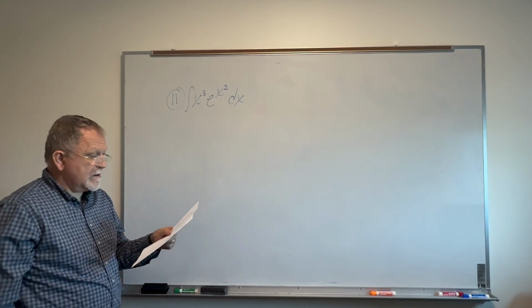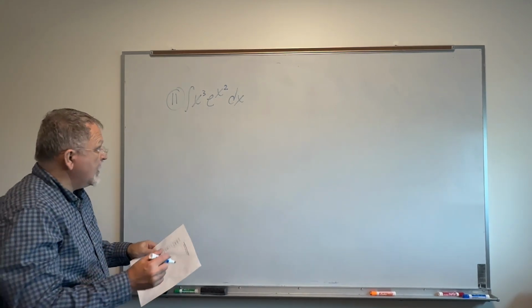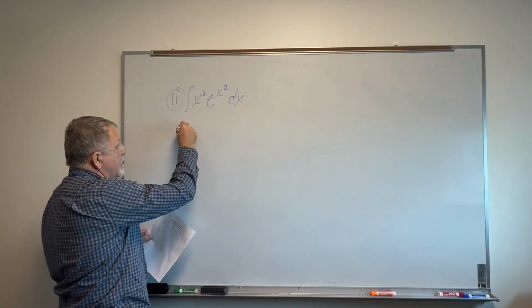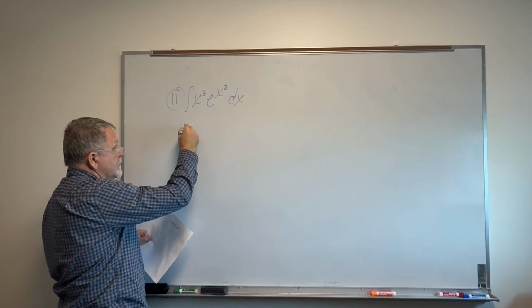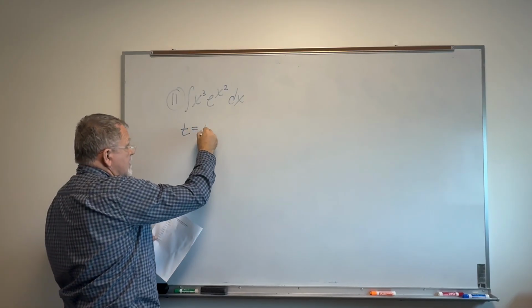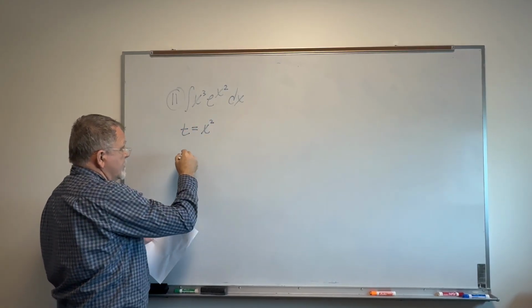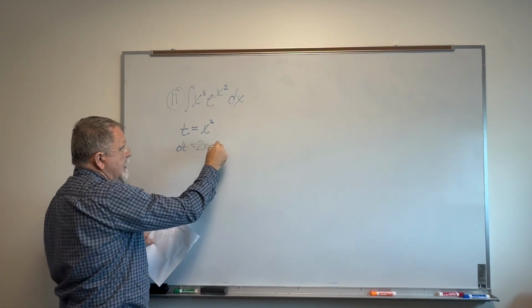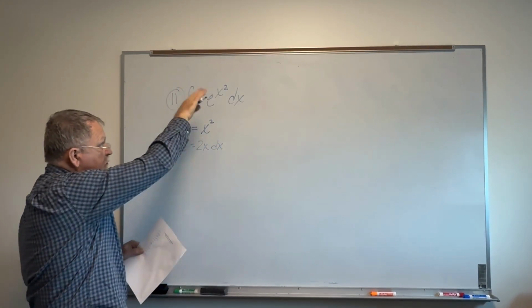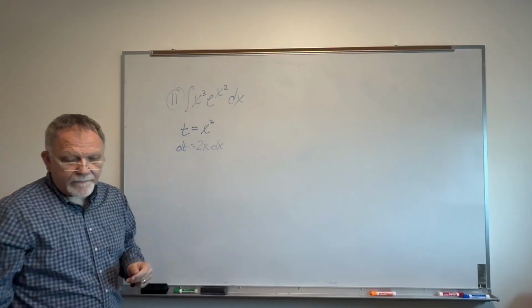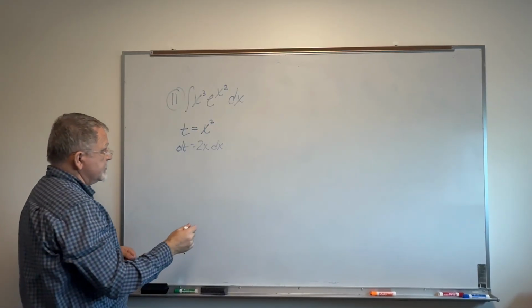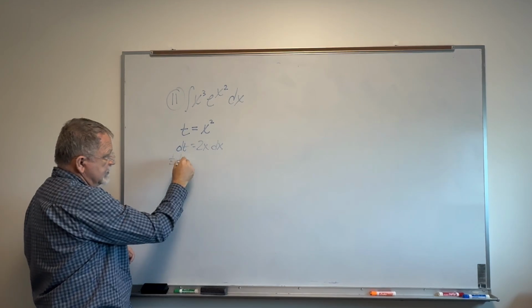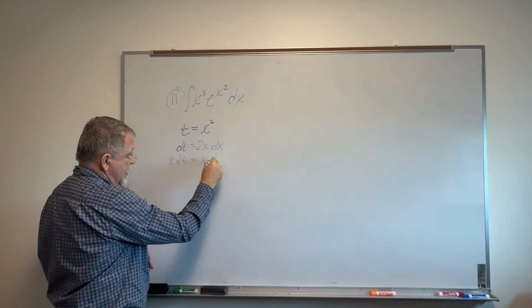So I'm going to consider a similar strategy. Let me try this. I'm going to call it t this time, t equaling x squared. If that's the case, then dt is just 2x dx. I'm going to try to rewrite all of that in terms of t. So let me go ahead and divide here. 1/2 dt is equal to x dx.